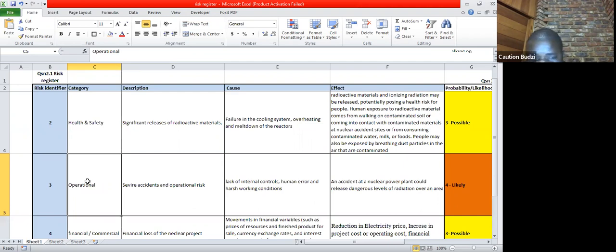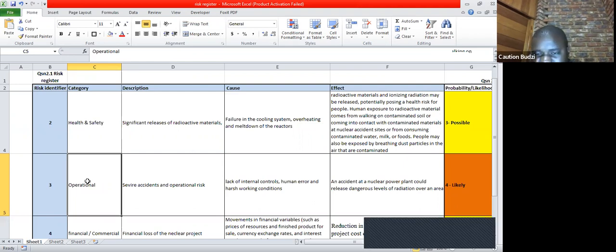The effect, in the event of an accident, is that there's a chance the dangerous radioactive material can be released, and people may be exposed. And there is also danger of accidents which can cause harm to employees and even the public.